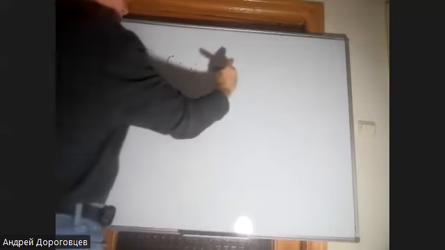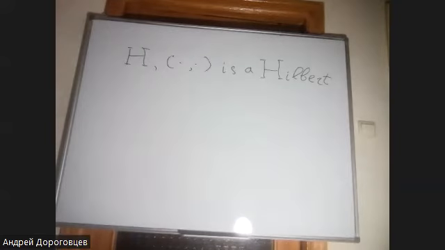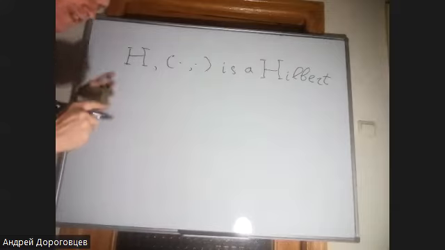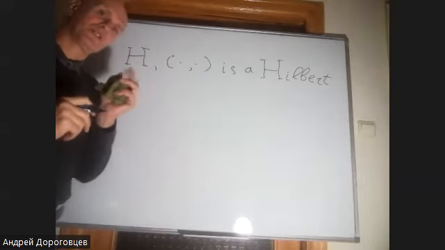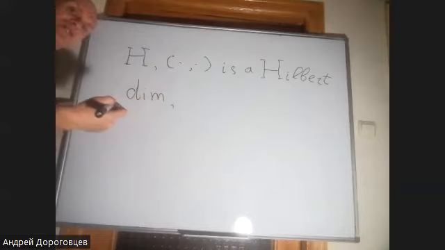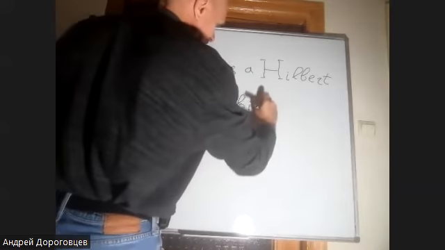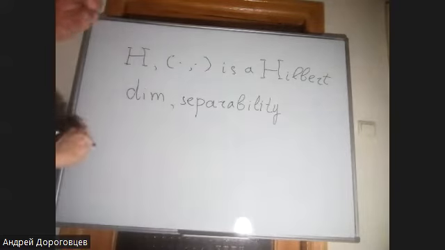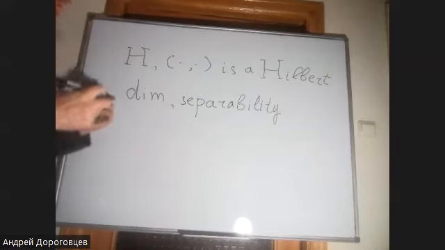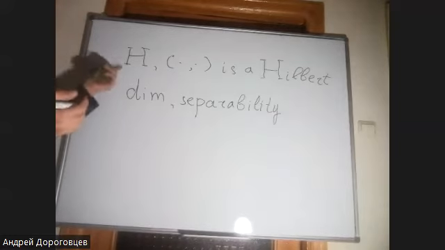Suppose that H with a scalar product is a Hilbert space. Then the structure of H heavily depends on two things. The first one is dimension, and the second one is separability. First of all, about dimension. What is dimension? Dimension is the cardinality of the largest linearly independent system of vectors in H.